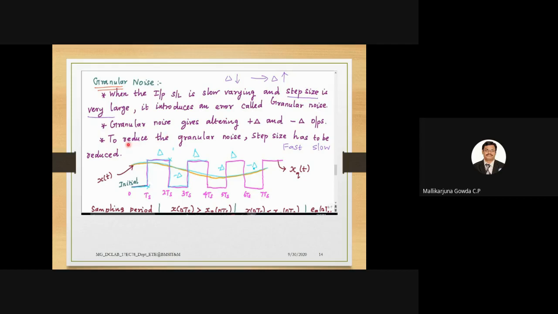Right? So how do we reduce this? To reduce the granular noise, we need to reduce the step size, right? If we reduce the step size, then we will be able to avoid this granular noise. That means we can reduce the alternation of the step size between plus delta and minus delta when the input signal is not changing very fast. For a slow changing input signal, during that time the step size has to be reduced. I hope this point is clear.